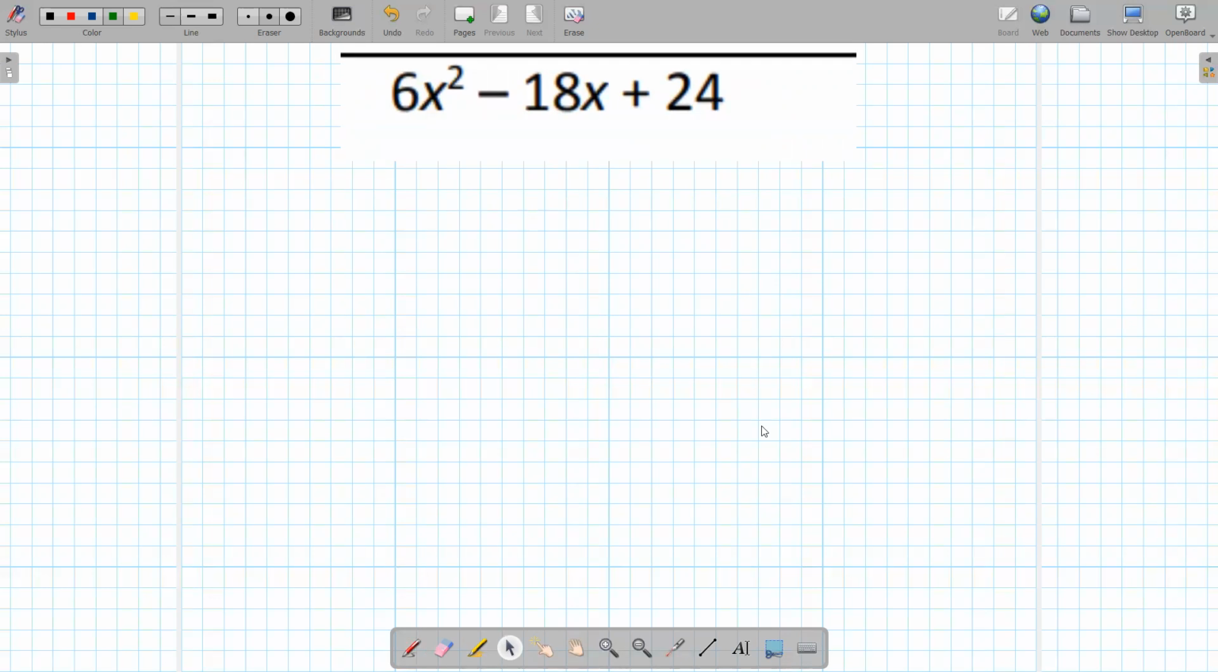What are we supposed to do for this one? I'll just pull out whatever they all have in common. Is it 6? Yeah. And what are you left with? X to the power of 2 minus 3x. Yeah. That's the last term, plus 4. Yeah. And you're done. Okay. Easy as that.